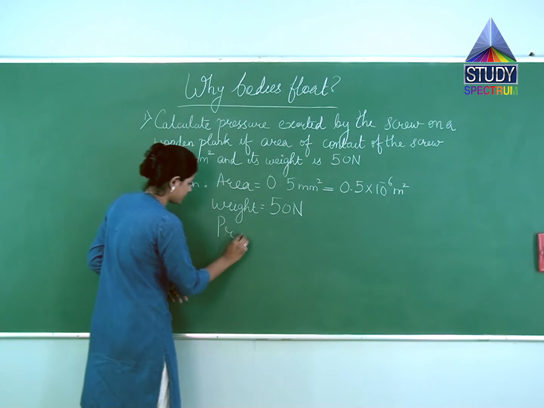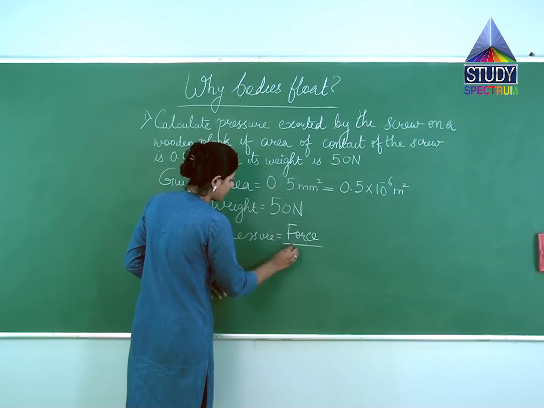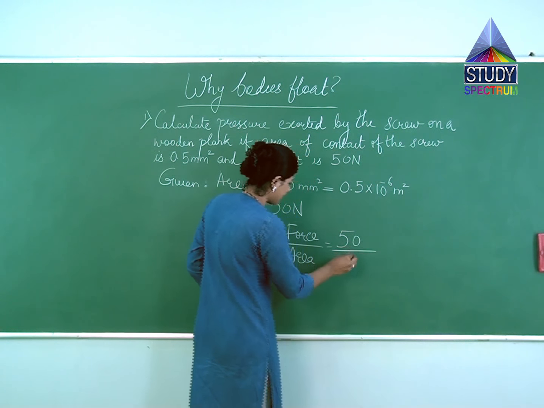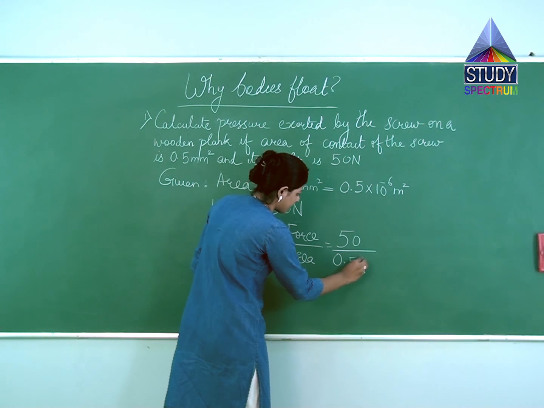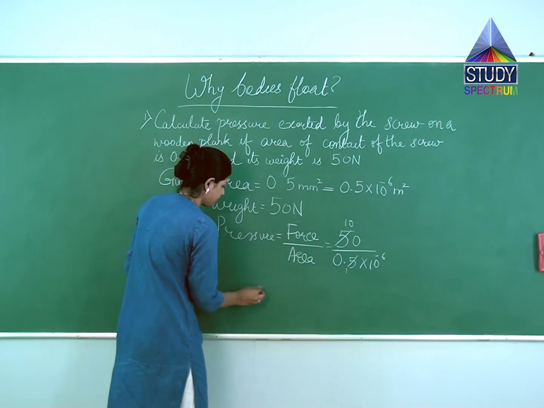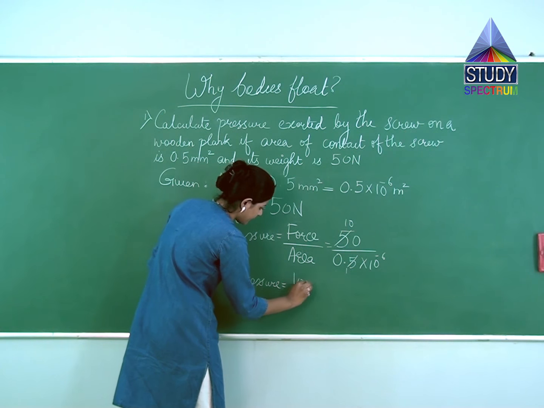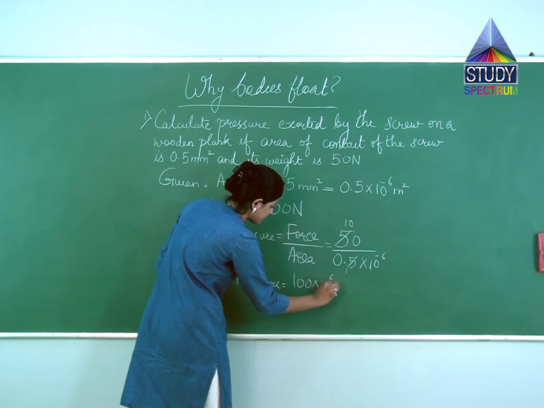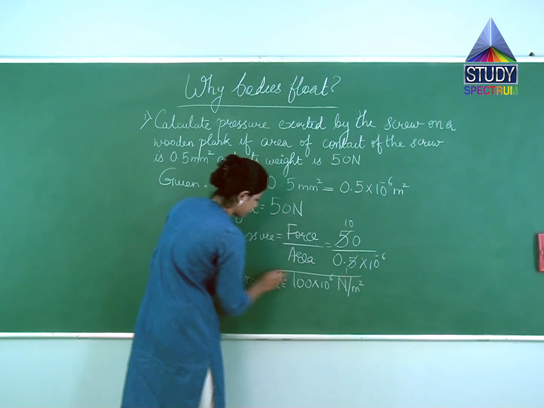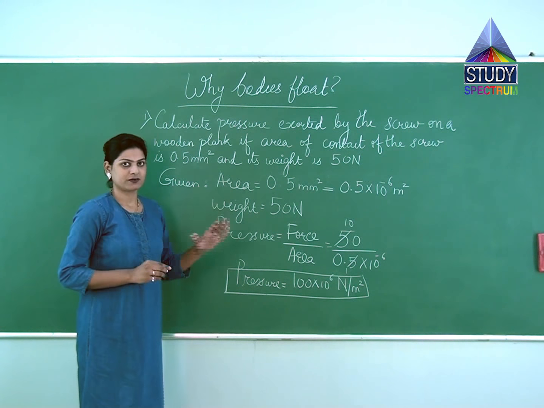The formula to find pressure is force upon area. Now substituting the values, force is 50 Newton divided by 0.5 into 10 raised to minus 6. Cancelling the terms, we get pressure is equal to 100 into 10 raised to 6 Newton per meter square. This is the amount of pressure exerted by the pen on the wooden plank.